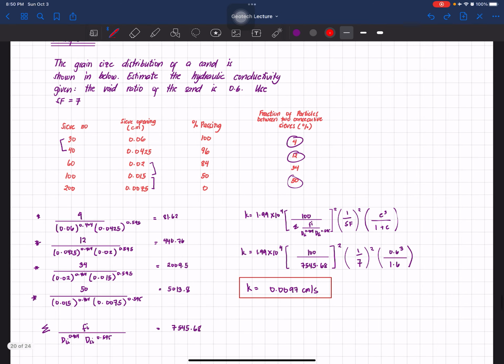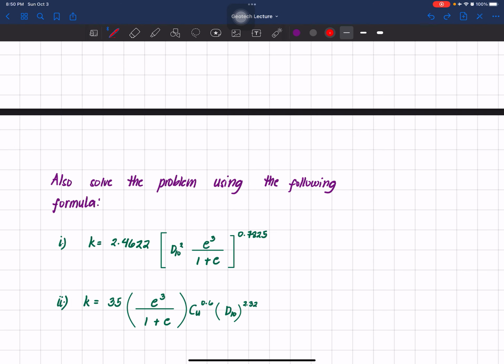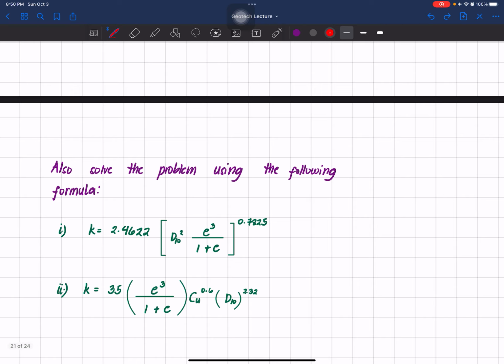Okay. So, next question. Sabi dito, solve din daw natin siya gamit ang ibang formula. So, ito naman, gamitin naman daw natin itong formula na ito. Okay. So, sabi dito, 2.4622 multiplied by D10 squared all over E cube, or multiplied by E cube all over 1 plus E raised to 0.7825. And then we have K equals 35 multiplied by E cube all over 1 plus E, CU raised to 0.6 and D10 raised to 2.32.